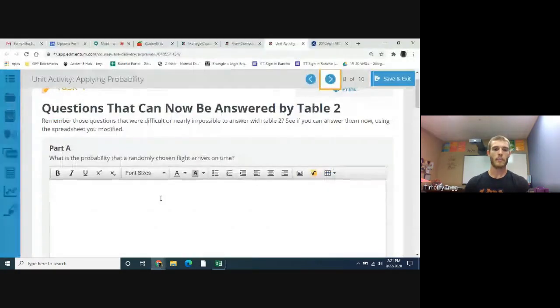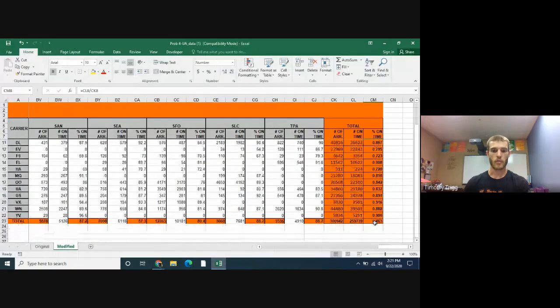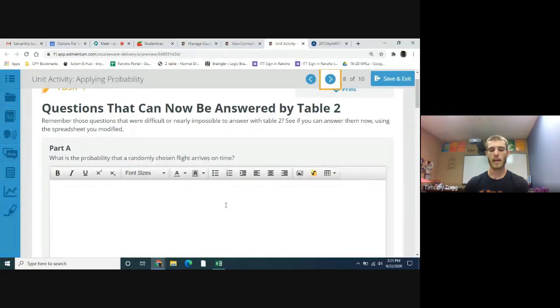So what is the probability that a randomly chosen flight arrives on time? So for total flights, the probability arrives on time is 0.863. Easy peasy. So I want you to put that here and explain.